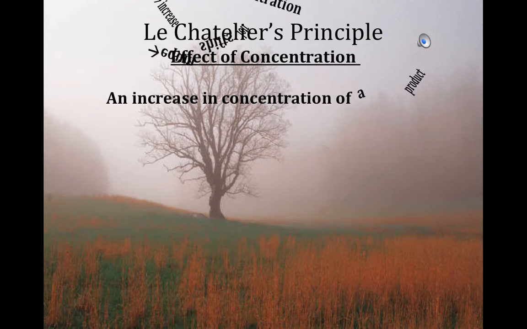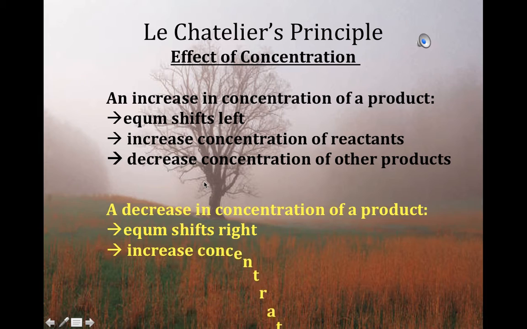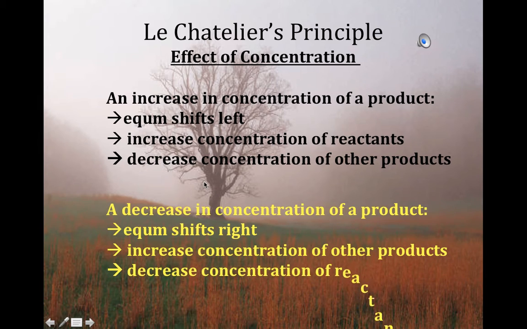And again, we go to opposite land. So now if we're increasing the concentration of product, the equilibrium shifts left to use up some of that product, and the reactants concentration will go up, and the concentration of other products is going to go down as the shift occurs. And once again, we get opposite land. So increase in concentration of product shifts left, so decrease in concentration of product shifts it right. That means we're going to make more product and we're going to use up some of the reactants.